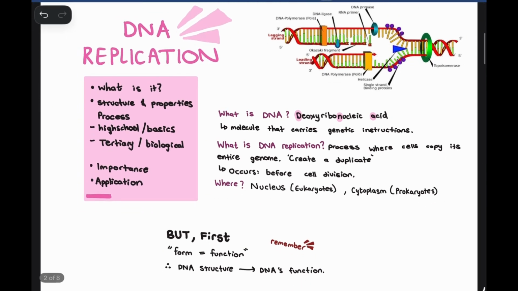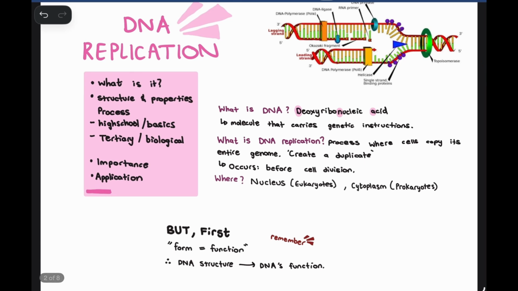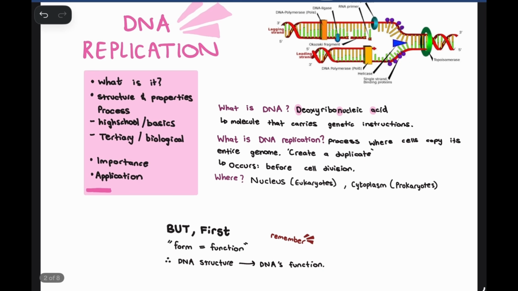Before we start to go into the process, let's just clarify a few things. What is DNA? DNA stands for deoxyribonucleic acid. Later on you will see that RNA stands for ribonucleic acid, so you just clip off that. DNA is a molecule that carries genetic instruction. I will later on show you how the structure of this allows for this. DNA replication is the process where cells copy their entire genome. This is basically how it creates a duplicate of itself, copying all the genetic information.